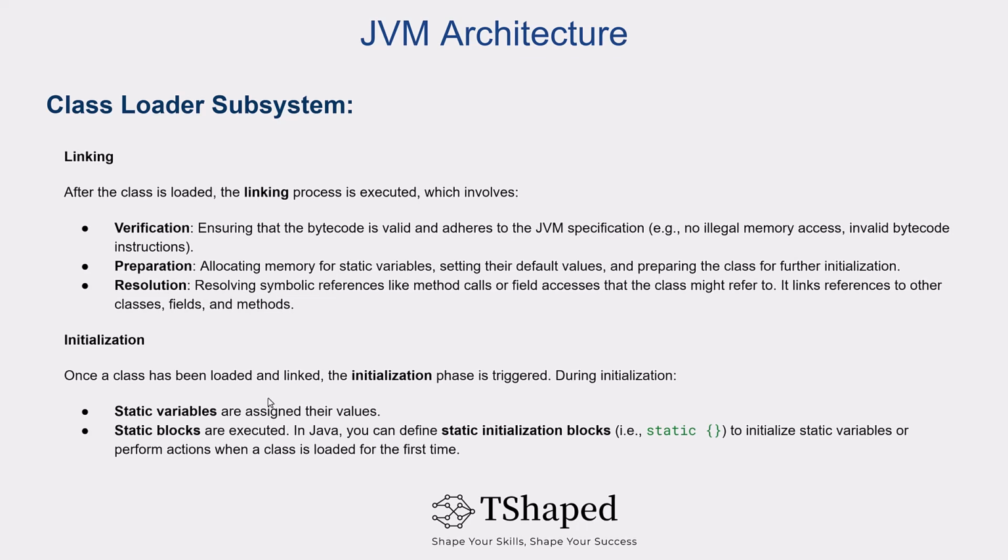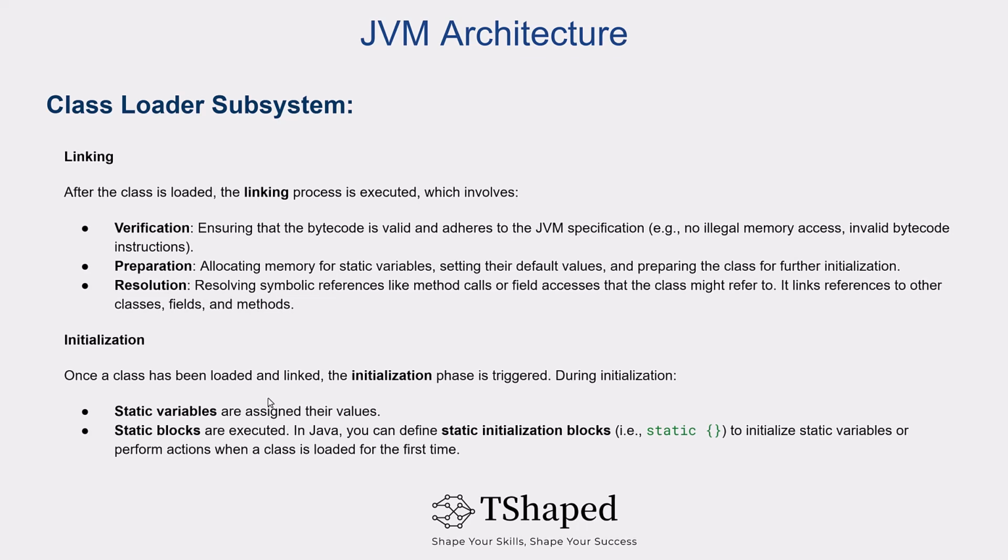Static variables earlier used to get allocated memory in the method area, but after Java 7, the memory for the static variables will be allocated on the heap area. And usually we use a static block to initialize the data to the static variable. What is that? In the upcoming videos on the static keyword, you will understand here.